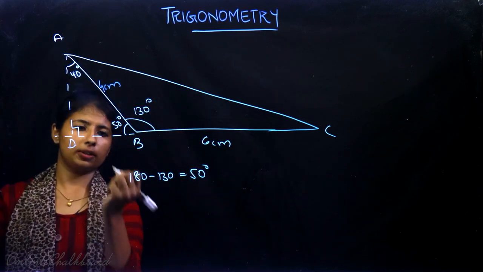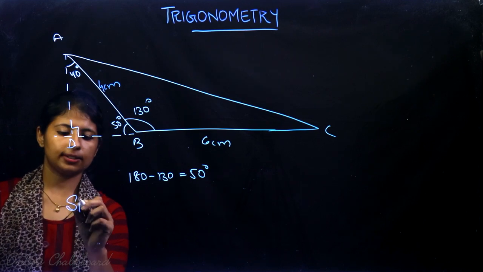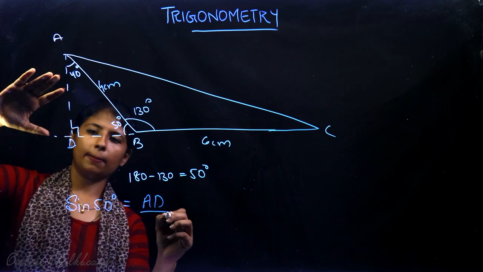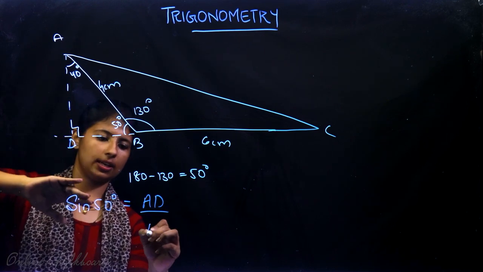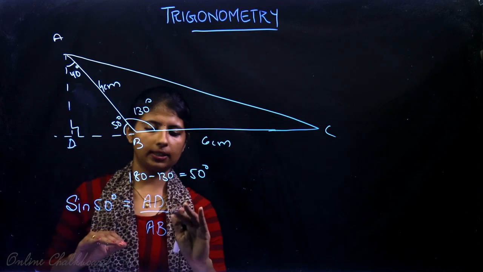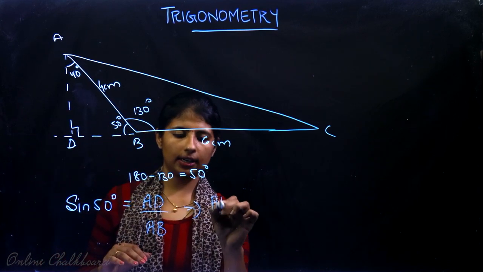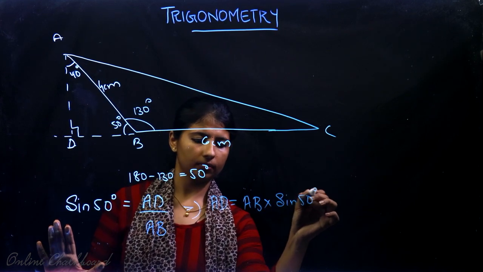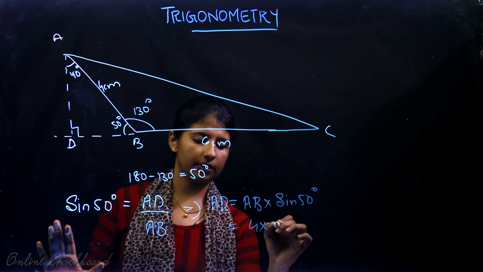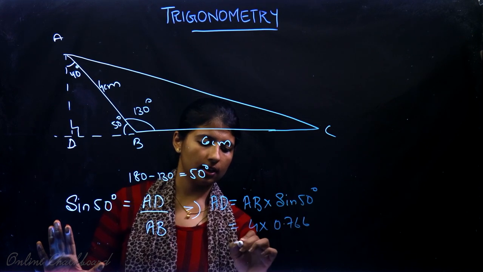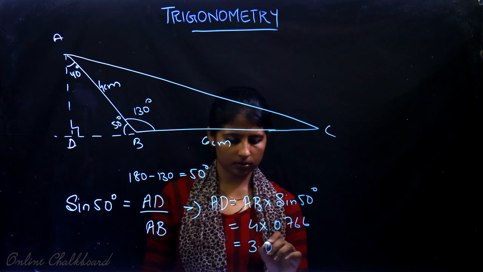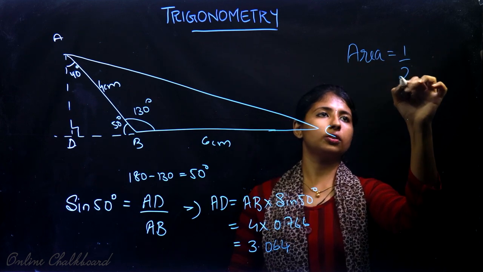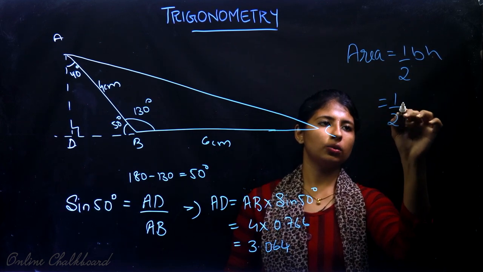That's why we need AD, the height. Sin 50 degrees is equal to the opposite side over the hypotenuse, AD by AB. This implies AD is AB multiplied by sin 50 degrees. AD is 4 into sin 50 degrees, which is 4 into 0.766. That is 3.064.